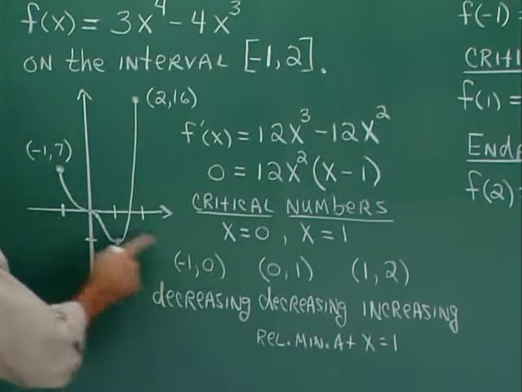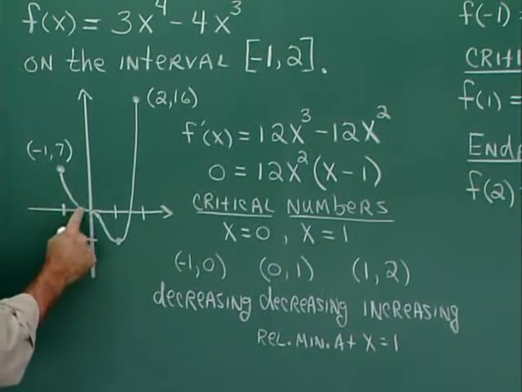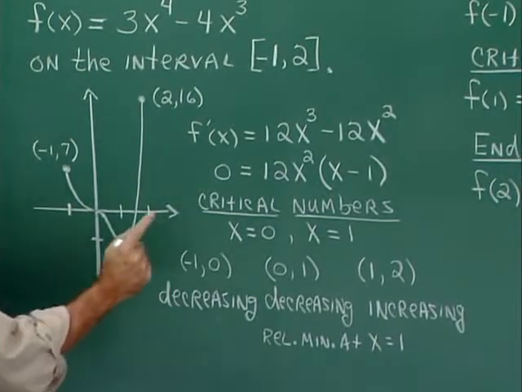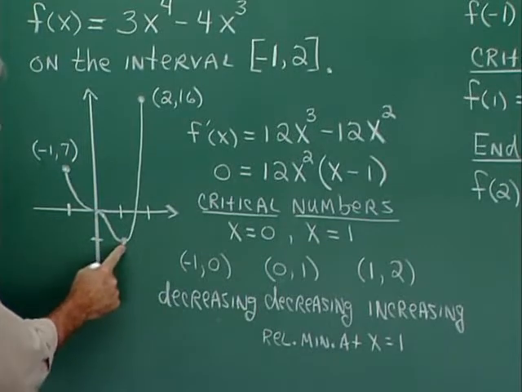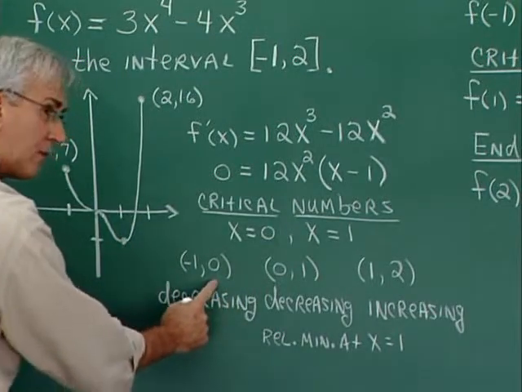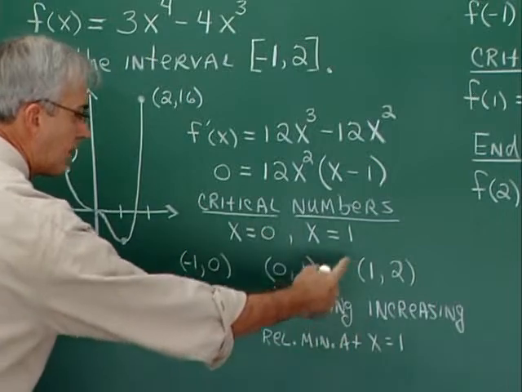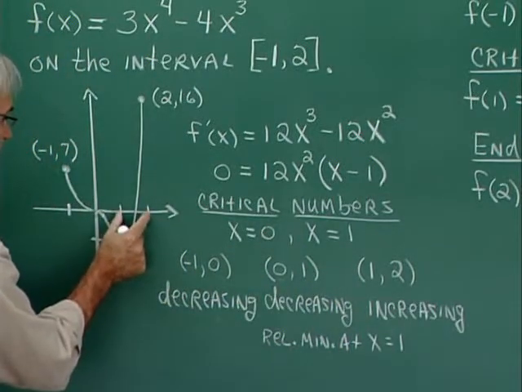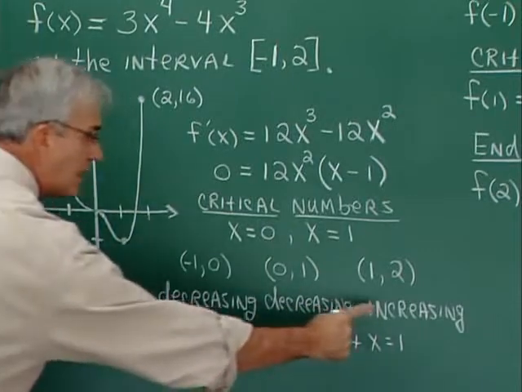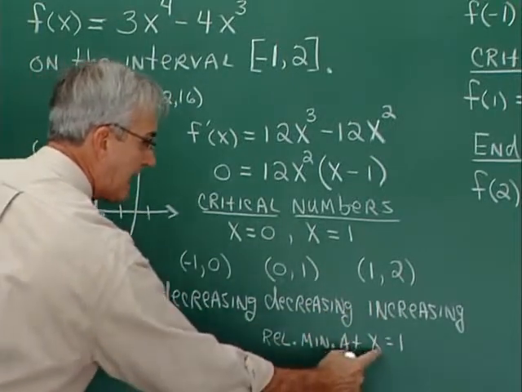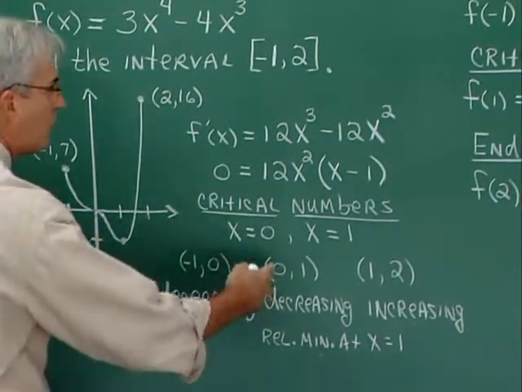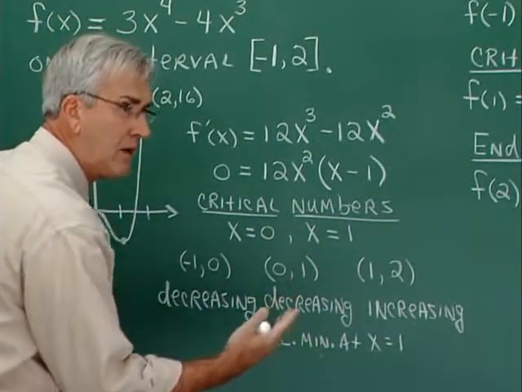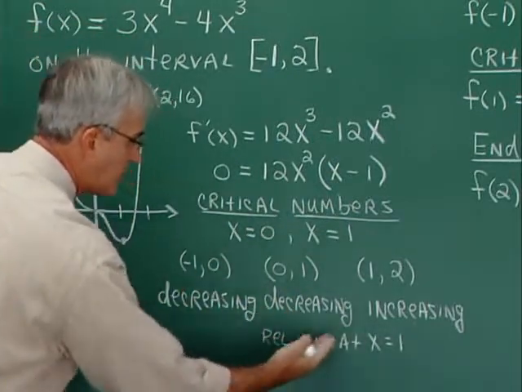From -1 to 0, the graph is decreasing. Now, from 0 to 1, the graph is decreasing in that interval as well. So we don't have a relative maximum or minimum at 0. And then we examine the next interval, from 1 to 2. In this interval, the graph is increasing. And so we do have a relative minimum at x equals 1. Now, in problems which are complicated and which we are dealing with algebraically, we may not know at this point whether this value is an absolute minimum.